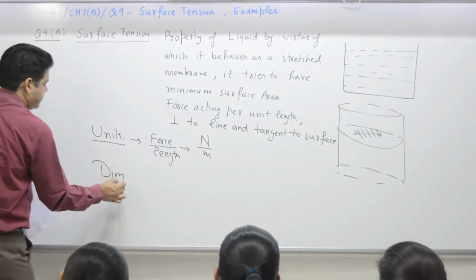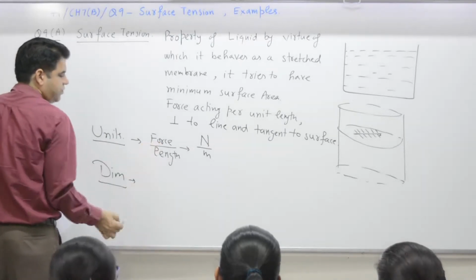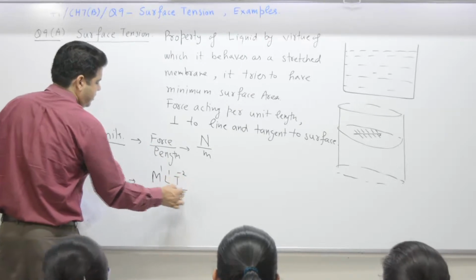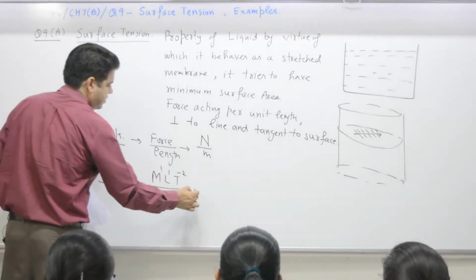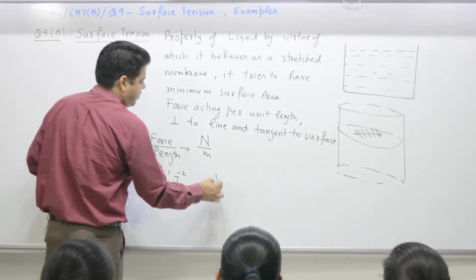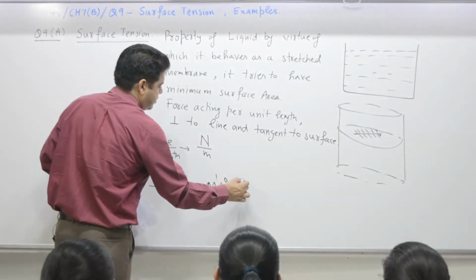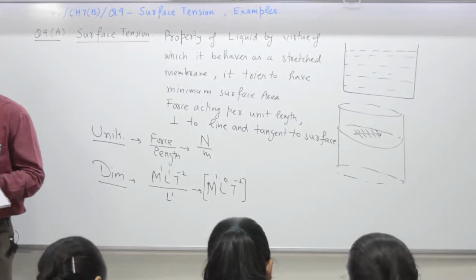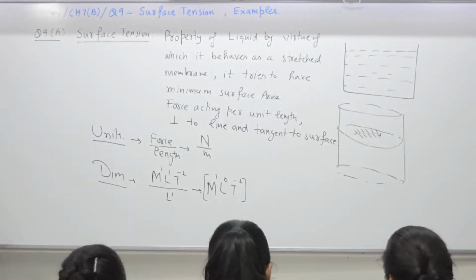Dimensions. Dimensional formula for force is M1 L1 T minus 2, divided by length. What you get is M1 L0 T minus 2. Time with you is 4 minutes.